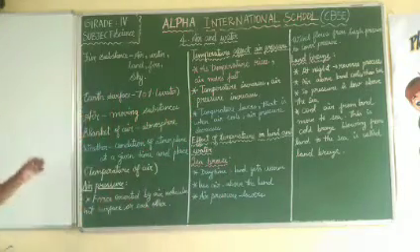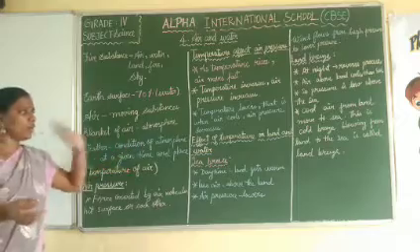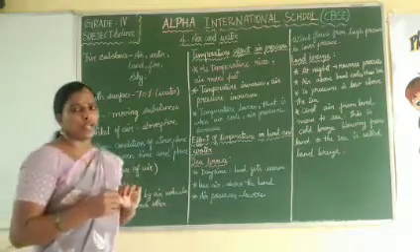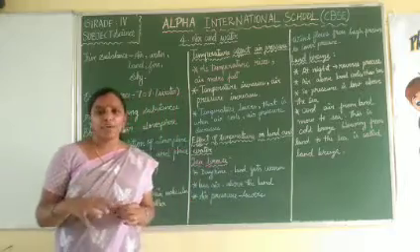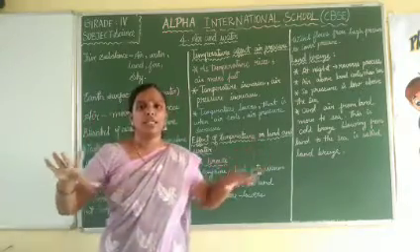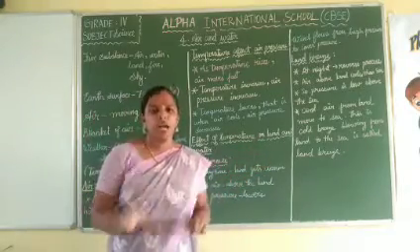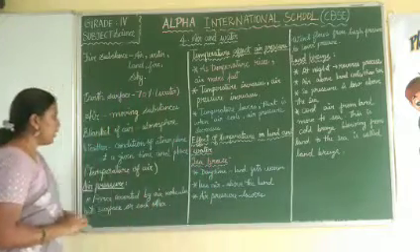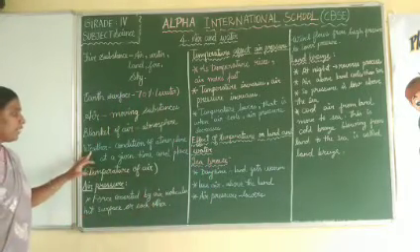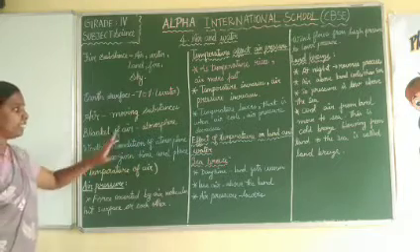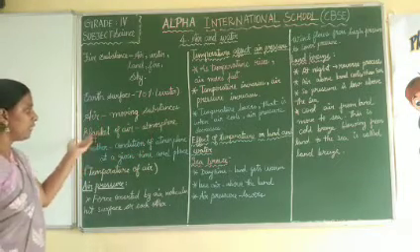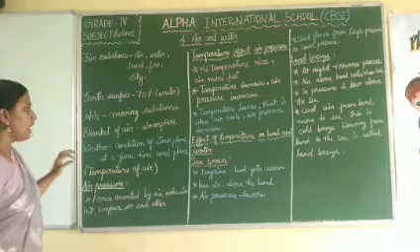Then what is the atmosphere? It is a blanket of air. The blanket of air spread over the earth's surface is called the atmosphere. Okay children, what is weather? To know about the weather, we need to know what the atmosphere is, so I have first given a definition of the atmosphere.